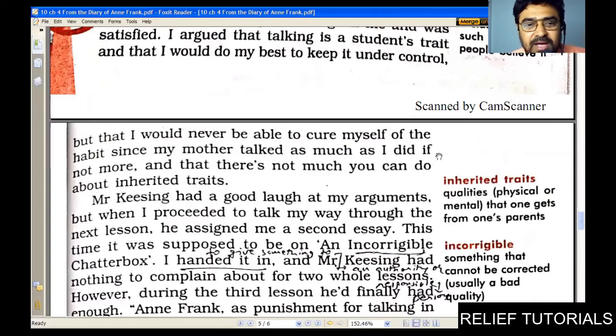But I would never be able to cure myself of the habit, since my mother talked as much as I did, if not more, and there is not much you can do about inherited traits. Well, here she argued that she got the habit of talking from her mother. It is inherited into me, and one cannot do anything about inheritance.